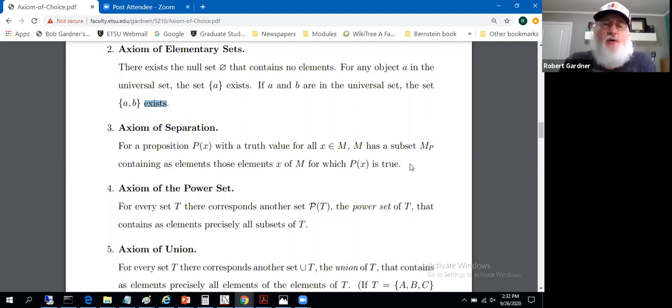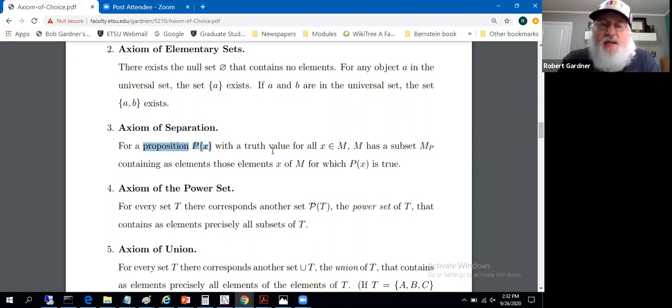The axiom of separation. What this is, is when you see something along the lines of the set of all elements such that, and then some condition is given. For example, we might have the set of all x an integer such that x is congruent to 0 mod 2. So you're adding this condition, this proposition, P of x is 0 mod 2 in that case. Every integer has a truth value. It's either 0 mod 2 or it's not.